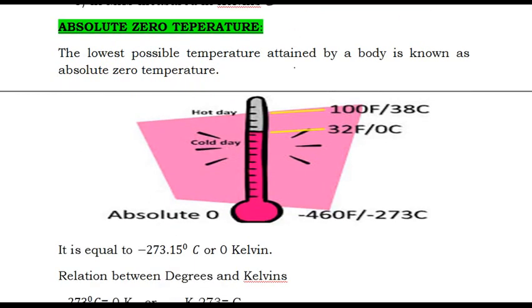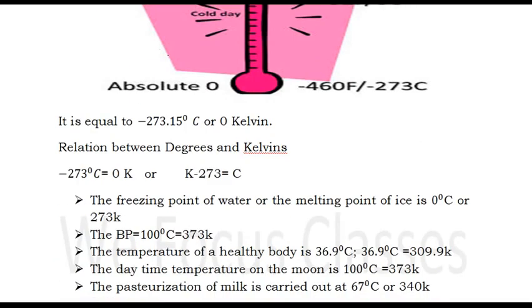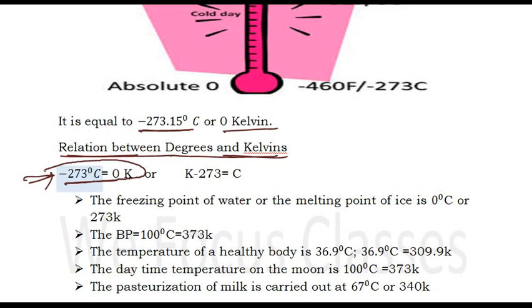And one more thing we need to know is absolute zero temperature. Absolute zero is nothing but the lowest possible temperature attained by a body. What is the least temperature that a body can acquire? That is called the absolute zero temperature. Generally we say it is equal to 0 Kelvin. And 0 Kelvin is nothing but minus 273.15 degrees centigrade. As for the relation between degrees and Kelvins, minus 273 degrees centigrade is equal to 0 Kelvin.